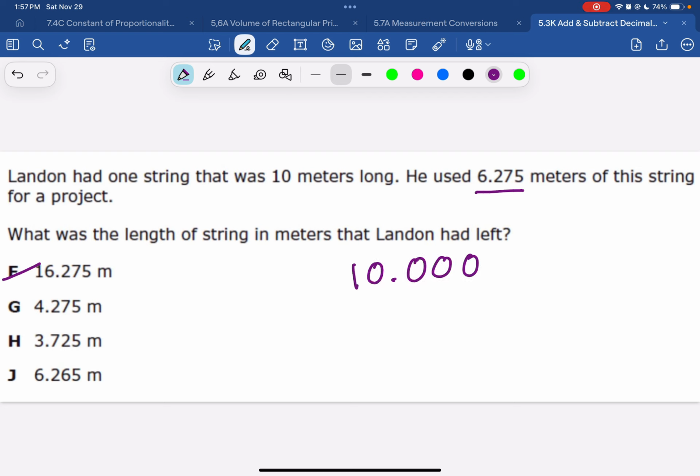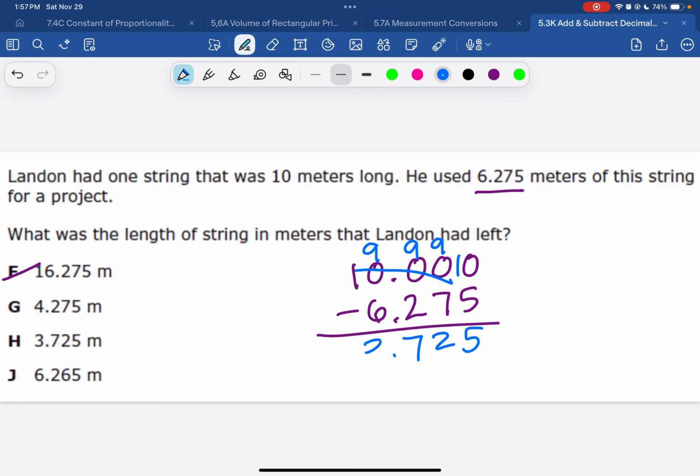So we'll add some zeros. We're going to subtract. And I apologize, that's not how you're taught to regroup, but this video is not about regrouping. So I'm just running through because I have one more to go through. And so our answer would be 3 and 725 thousandths, or 3.725, which would be H.